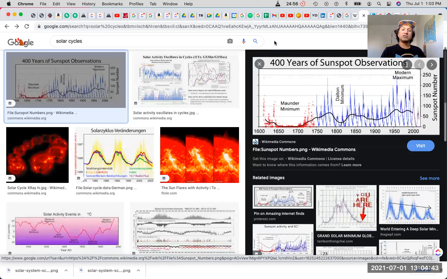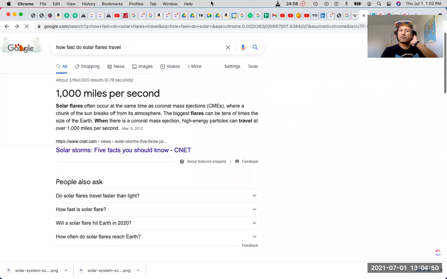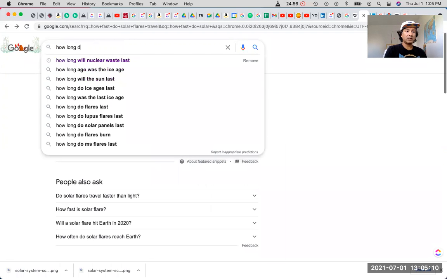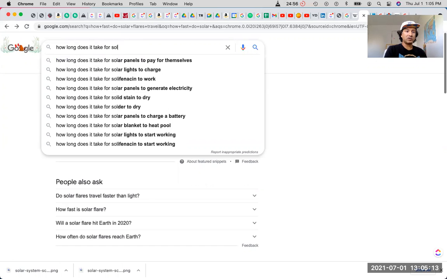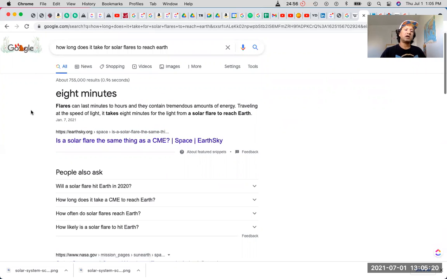Anyways, let's come back. So this is what the cycles look like, right? The other question, again going back to the five W's: I Googled how fast can these travel. Google's telling me that solar flares can travel as fast as 1,000 miles per second. And if I Google how long does it take for solar flares to reach Earth, I think it's a couple of seconds. Okay, 8 minutes. Flares can last 8 minutes to hours. They contain tremendous amounts of energy. Traveling at the speed of light, it takes 8 minutes for the light from a solar flare to reach Earth.